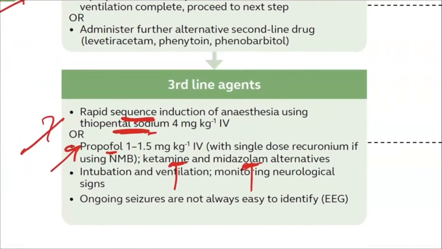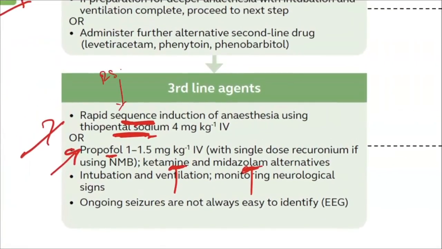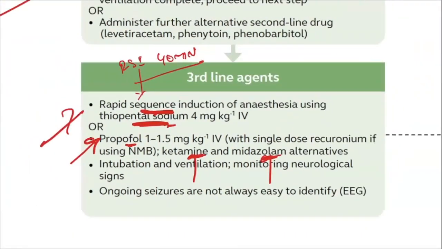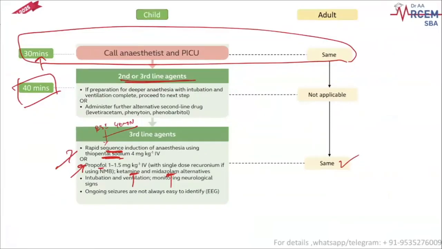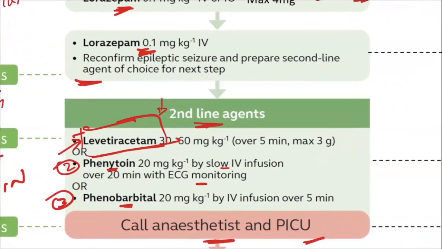Suppose you are not able to immediately do a rapid sequence intubation at 40 minutes for any reason. It might be because you do not have equipment ready, or you might not have a pediatric anesthetist available, or you might not have a skilled physician to intubate a pediatric age group. At that point of time, what can you do? You can give a second or third line agent. Which is the second line or third line agent which you can give? The one which you have not already given.